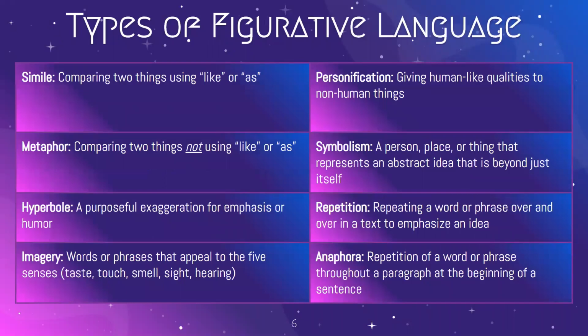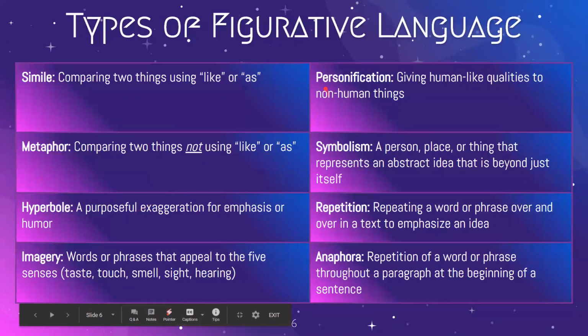So again, remember that your memoir needs at least 2 examples of figurative language, which means you need to have either a simile, a metaphor, hyperbole, imagery, personification, symbolism, repetition, or anaphora. We've gone over this 2 weeks in a row at this point. So I'll give you guys a second to read through the definitions. You could pause the video to read through them, and then we're going to move on.